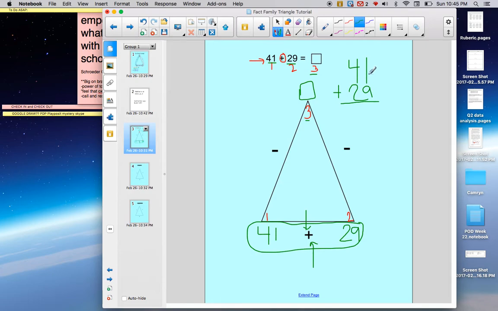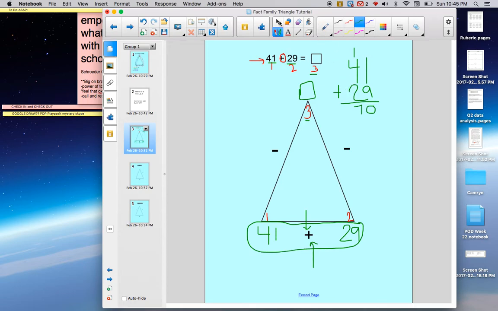So 9 plus 1 is 10. 10 or more. Touch the floor. Carry one more. There's my carry one more. 4 plus 1 is 5. 5 plus 2 is 7.